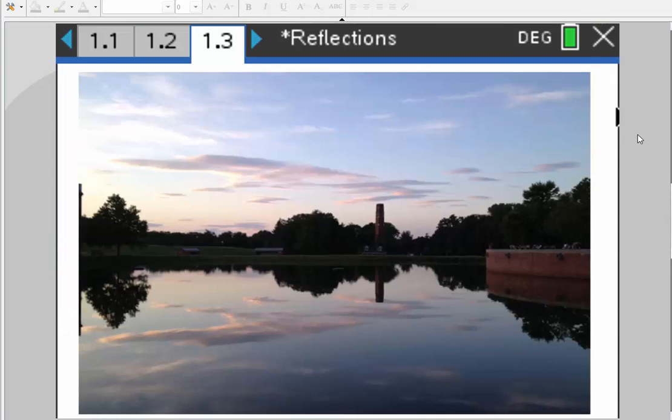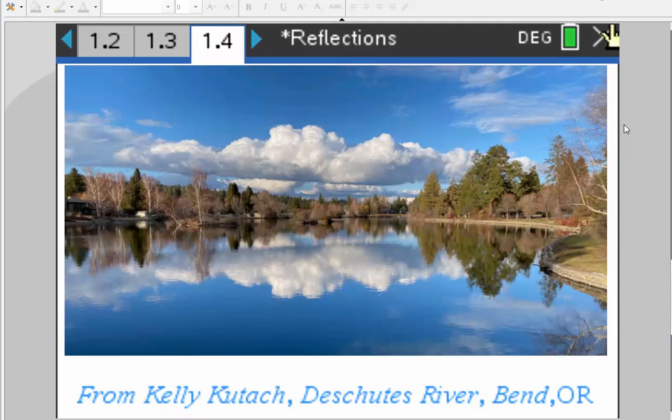I included this photograph because I thought it really illustrated what we're talking about with reflections. This is the Taft School in Connecticut. And a friend of mine, Kelly Kutach, who now lives in Bend, Oregon, sent me this photo she took just this past week because it fit in very well with reflections.